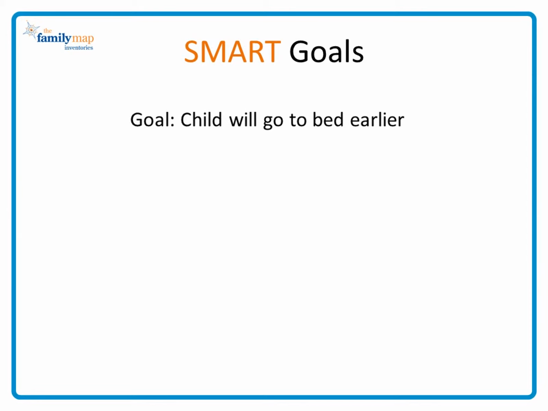We don't know how the family plans to make this happen, and there's no timeline, so when can this be expected to be completed? Changes can be difficult, so if you can work out some of the details, it will be easier for the caregiver to try to begin the change, and it will be easier for you to know how to help the caregiver. Here is the same goal using the SMART format.